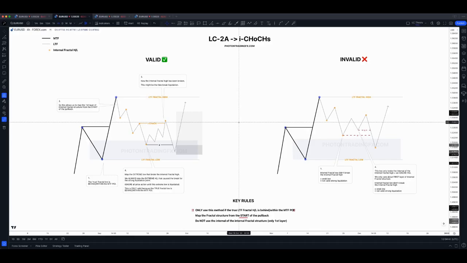Because there'll be trades everywhere. There's almost no situation in which an internal fractal structure isn't going to happen. Like these liquidations are going to be everywhere, and you're going to be trading all sorts of madness, and there's going to be like a million valid trades a day. Okay? So again, this scenario is quite rare.